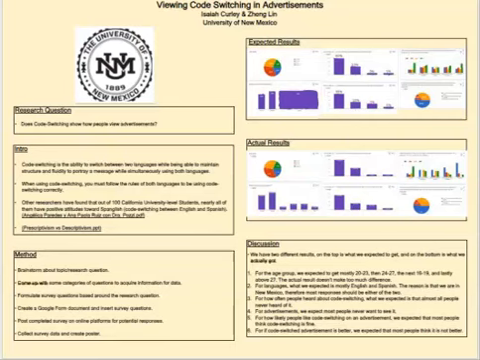About how much people like code switching in advertisements, we expect that most people think code switching is fine because code switching is not something that's unacceptable. So we think people will think code switching is fine. And for whether a code switching advertisement is better or not, we expect most people to think that it's not better.